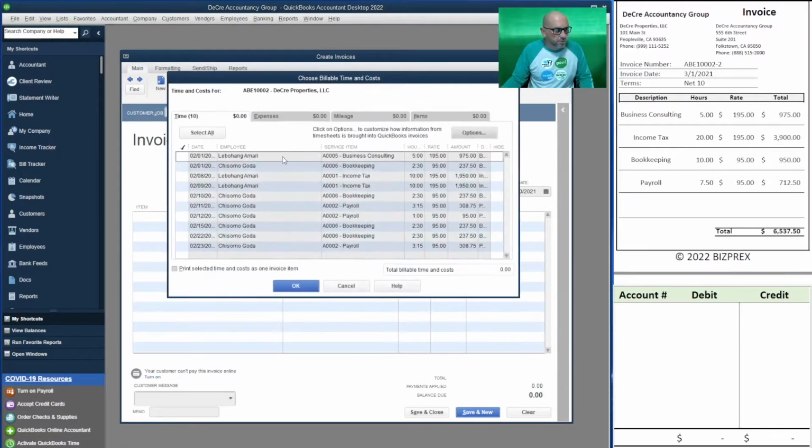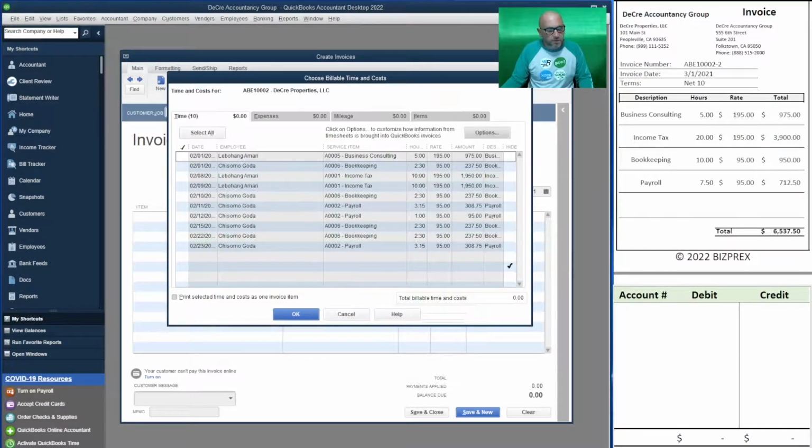All right, we have DeCre properties. Again, you can see that all of our activities for February are showing up here. That was the cool part of us entering it earlier. Select all. All right, 6,537.50. That matches what we expected per this printout, right? If we didn't have this printout, that would just be fine. This is to confirm on the simulation.